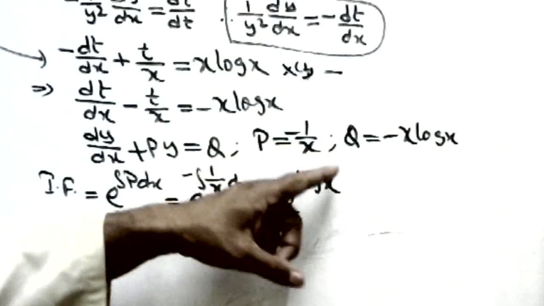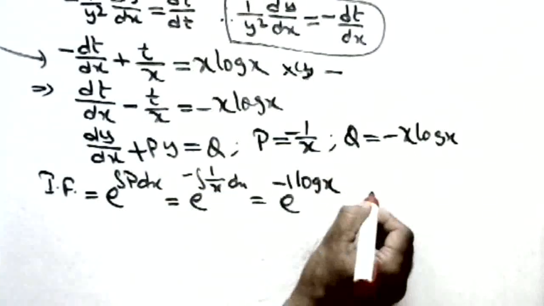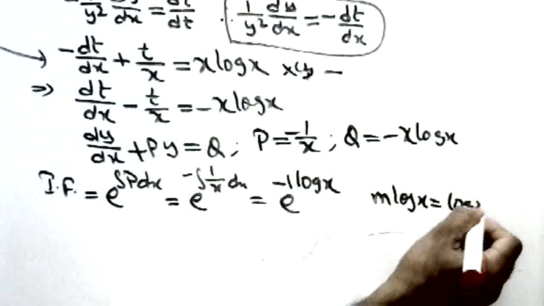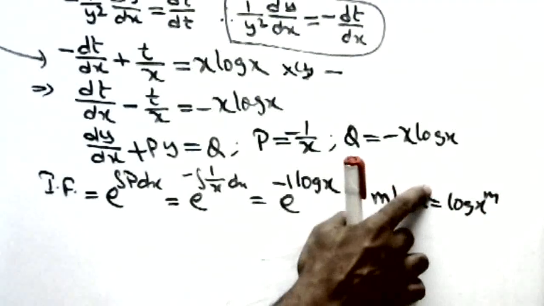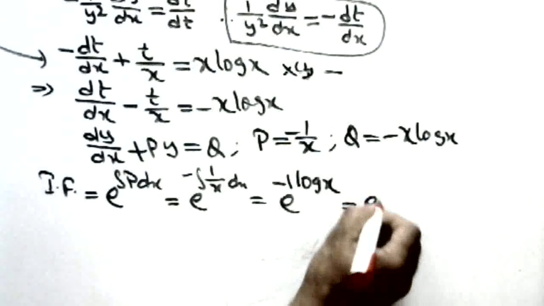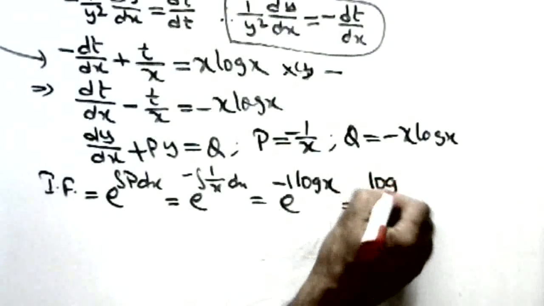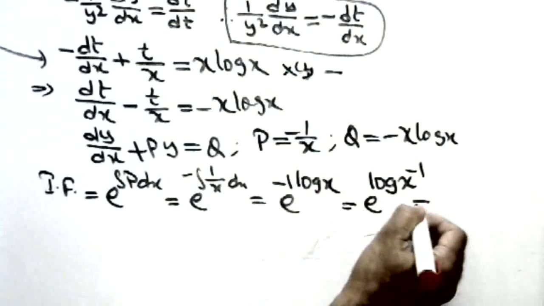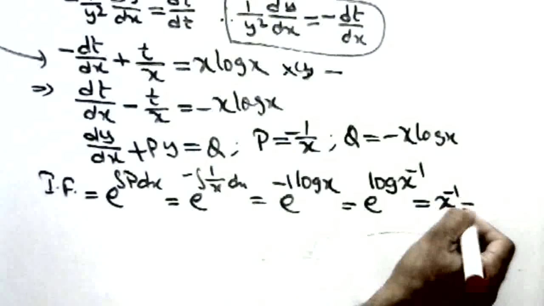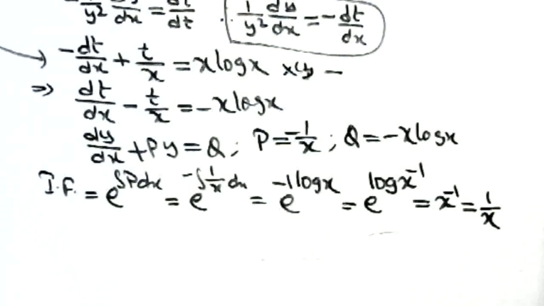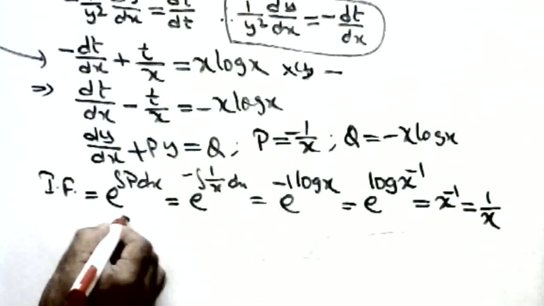Minus means we take minus 1. So bring this minus 1 in the power of x. This is a formula: m log x equals log x power m. This m will go here. In the same way, this equals e to the power of log x power minus 1. So e and log will get cancelled. We are left with x power minus 1, which will be 1 by x. So we got the integrating factor.